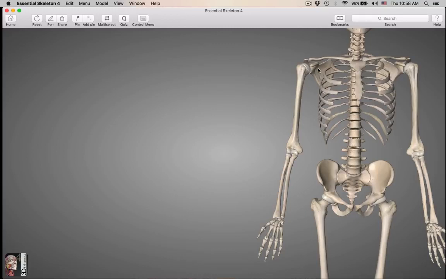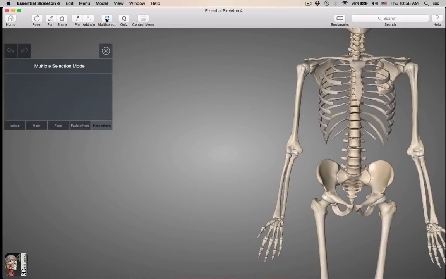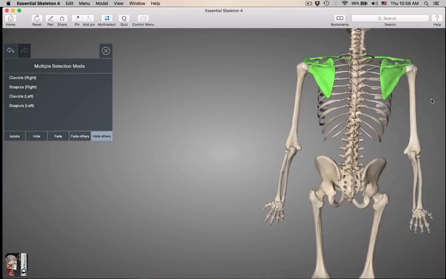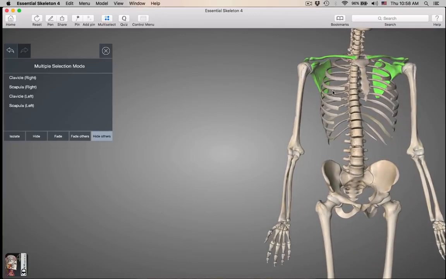And those two bones are the clavicle and the scapula. So the clavicle and scapula on both sides, those are the pectoral girdles. They are connecting the upper arm to the axial skeleton.